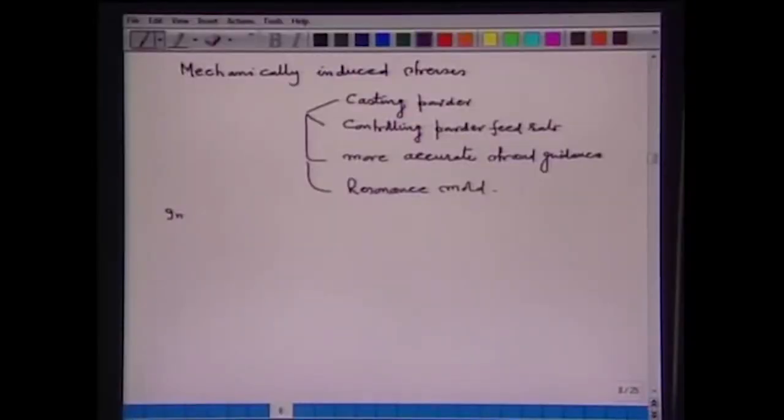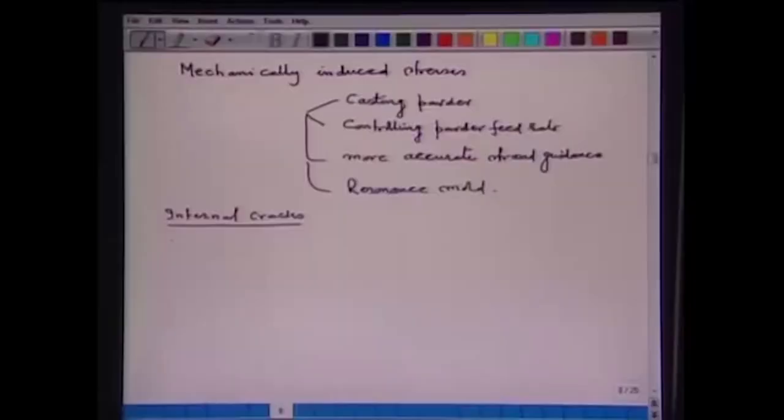Now, some of the reasons for internal cracks, I will give you a few, the rest you can see from the literature. Among the internal cracks, I will take a few types, give you the factors that influence them, and then some remedies which we think are possible. So, first I will consider, for example, the midway crack.